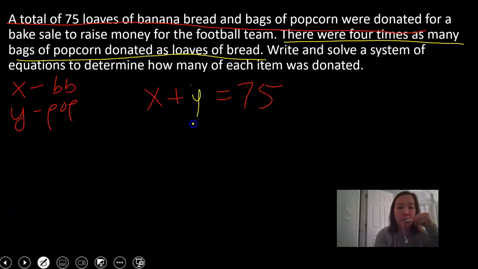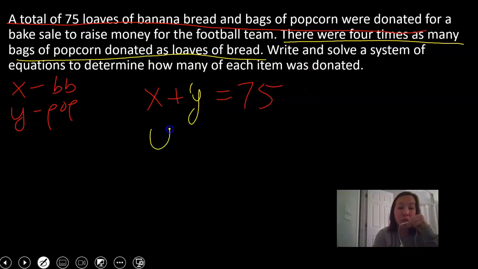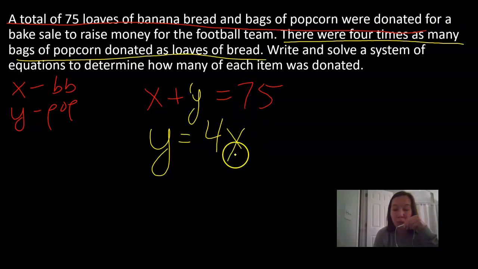Alright, so X plus Y equals 75. Now the second equation comes from this. There were 4 times as many bags of popcorn as loaves of bread, so this is a little confusing. But think about this. If Y is popcorn, the amount of popcorn was 4 times the amount of bread. So think about that. If there were 10 loaves of bread, there would be 40 bags of popcorn, 4 times as much popcorn as bread.